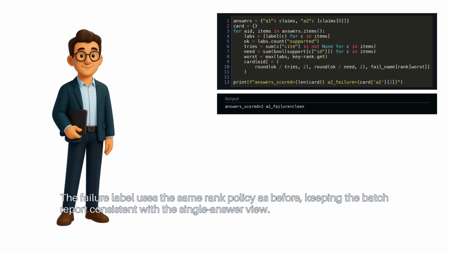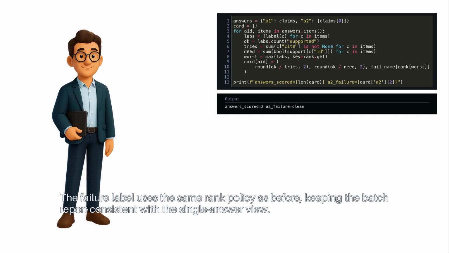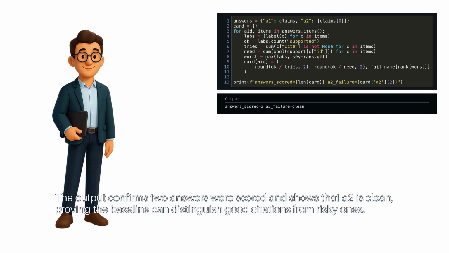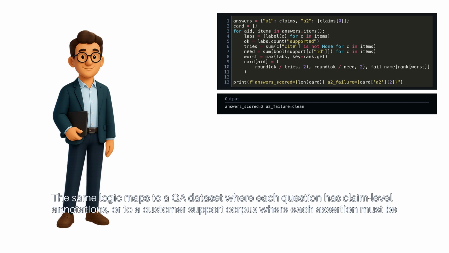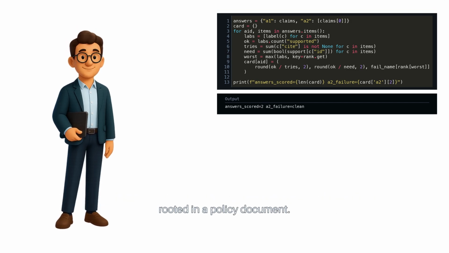The failure label uses the same rank policy as before, keeping the batch report consistent with the single answer view. The output confirms 2 answers were scored and shows that A2 is clean, proving the baseline can distinguish good citations from risky ones. In a real project, you would tie this scoring to your retriever and to human judgments on a representative subset. The same logic maps to a QA dataset, where each question has claim-level annotations, or to a customer support corpus, where each assertion must be rooted in a policy document.